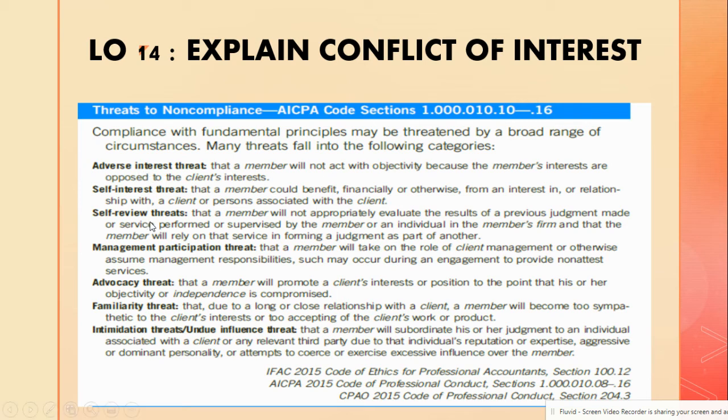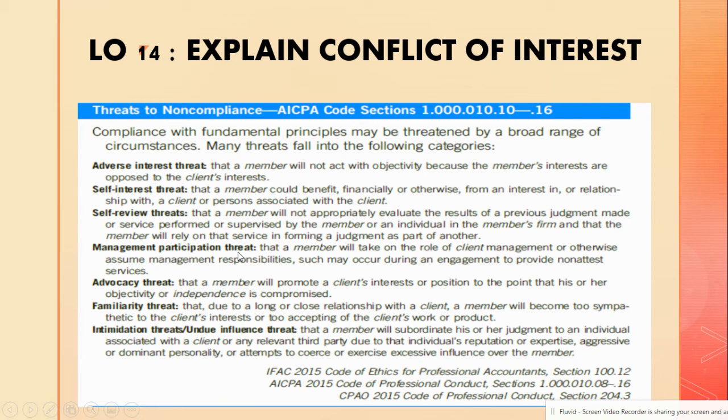Okay. Self-review threat. So self-review threat is where, for the example I gave earlier, an accounting firm provides accounting service and auditing service to the same client. So you send your accountant to prepare accounts for the company, and you send your own auditor to audit that company. So you are reviewing your own work, because you are from the same audit firm. Okay, for example, you answer an exam, and you yourself mark your own paper. That is self-review.